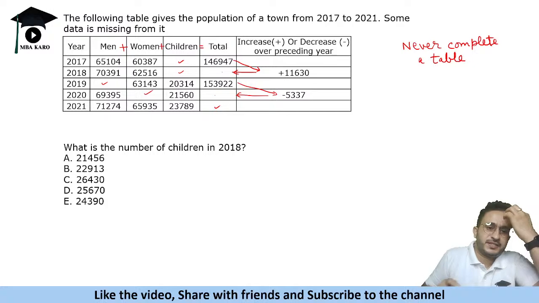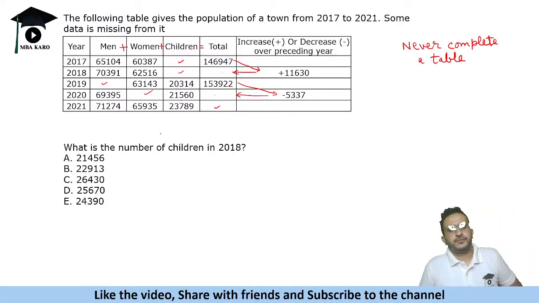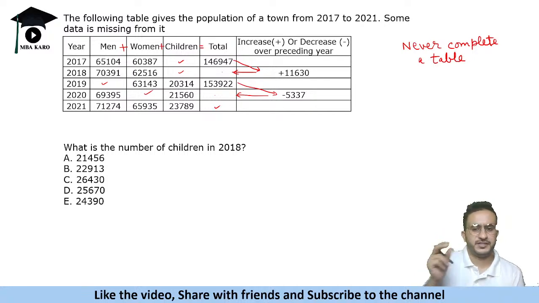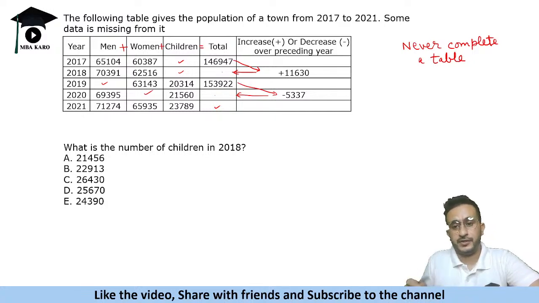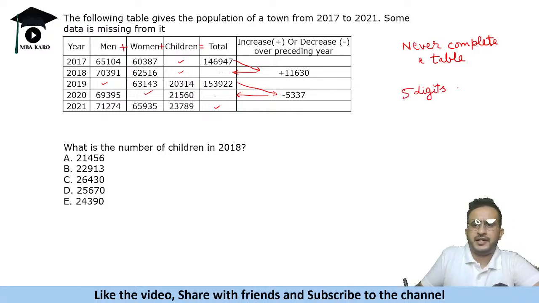The first question says, what is the number of children in 2018? Okay, now see this thing. There are two approaches which I'll tell you, keep in mind, which are very important in DI, because most of the time students calculate the entire data. They calculate all 5 digits. These are 5 digit numbers. If you add, it becomes a 6 digit number. When you deal with 5 or 6 digits, the addition will take a lot of time, for sure. Okay, so it takes a lot of time.